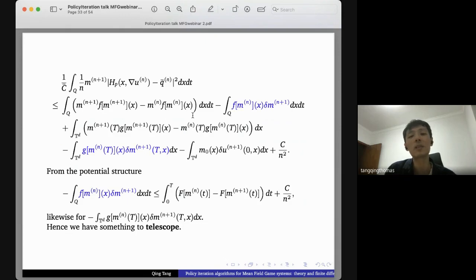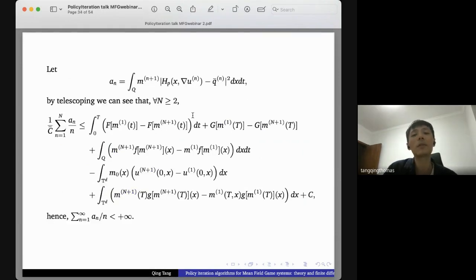The only two terms that you cannot telescope are the blue terms. This is why you need to use the potential structure or the potential assumption. Maybe there are other assumptions to replace the potential assumption. I hope there are, and I'll be happy to know or to revise it. But at least if you assume the potential structure, then you can have the following estimate, and then you are ready to telescope.